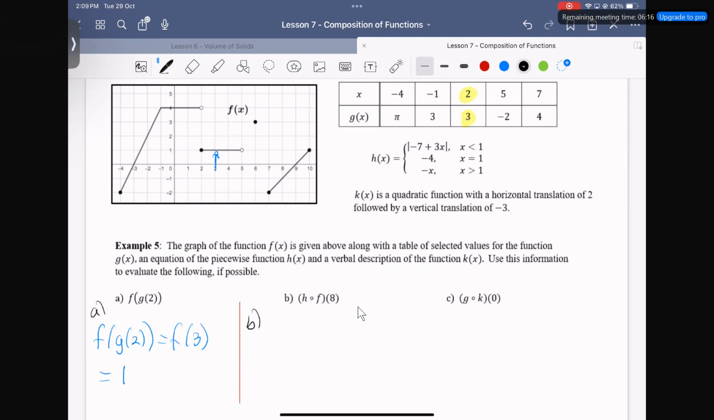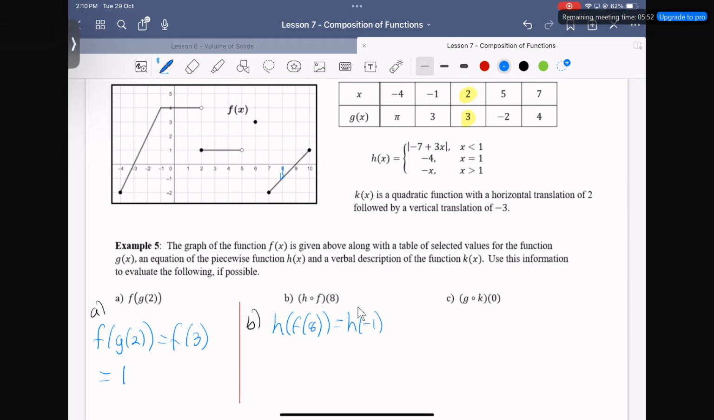Let's try B. We need h of f of 8. So f of 8 now. Where's 8? It's here. We're going to come down to there. That's going to give us -1. We need h of -1 now.